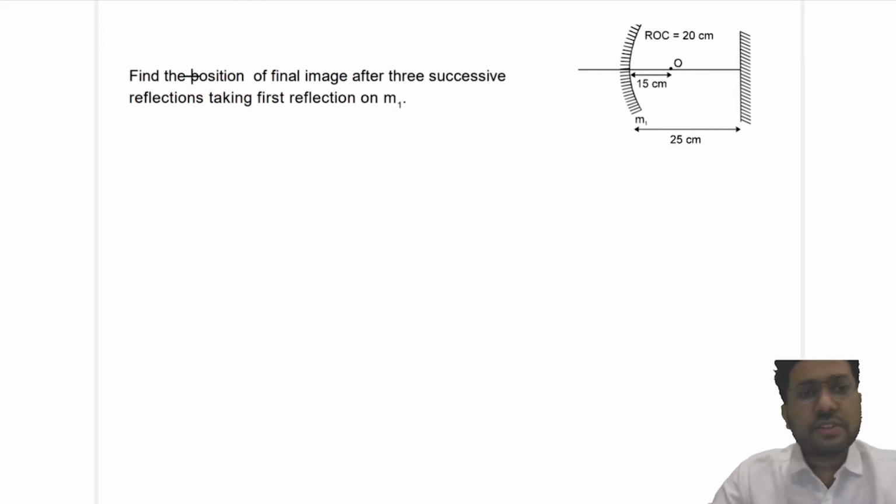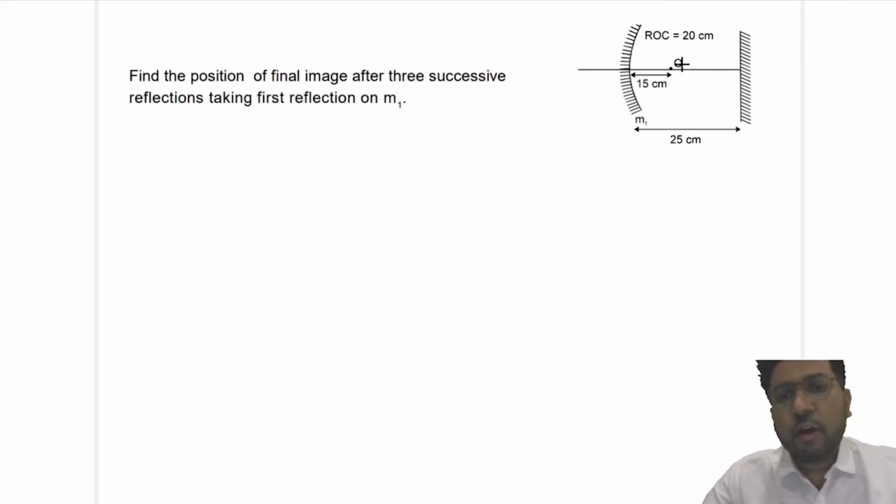In this question, it is given that there is an object here, a concave mirror, and a plane mirror. The separation between them is 25 centimeter. We need to find the final position of the image after 3 successive reflections, taking the first reflection on mirror 1.